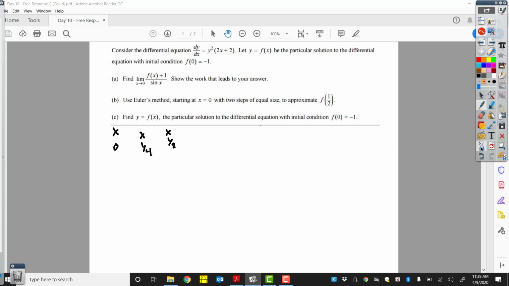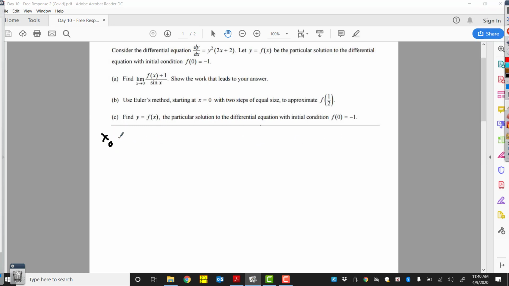Okay, so we have x naught is 1/4, or sorry, let me rewrite that. We'll just do it this way. So we have x naught is 0, x1 is 1/4, x2 is 1/2. Now let's look at our y's.